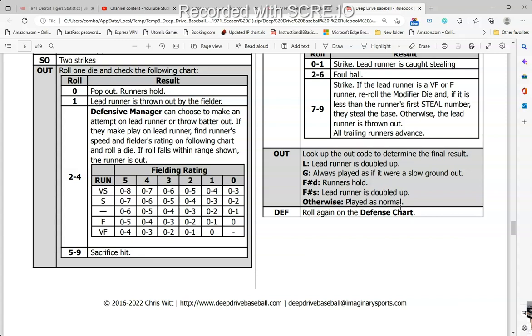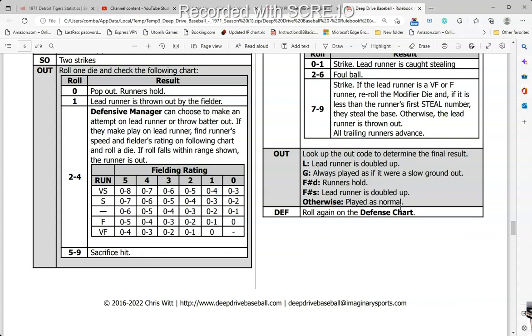So let's get back. A deep fly ball, right, is going to be runner's hold. A fly ball, whether it's a fly ball or a deep fly ball, is runner's hold. A shallow fly ball, your lead runner is going to be doubled up. And of course, the defensive chart is roll again, defensive chart.